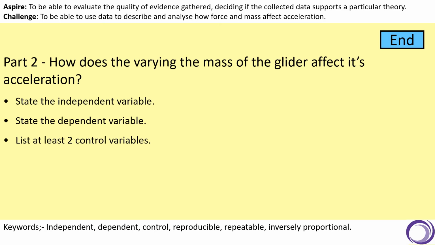Let's see what you got then. So the independent variable, the thing that we decided to change, is the mass for part 2, and for the dependent variable, it's the acceleration. You can see from the way that the question is worded, it does help you out. The dependent variable, the thing that we're going to measure, is the acceleration. And 2 control variables, well, you could have the force this time, position of the light gates. If you're using a friction compensated slope, it's the gradient of that slope.